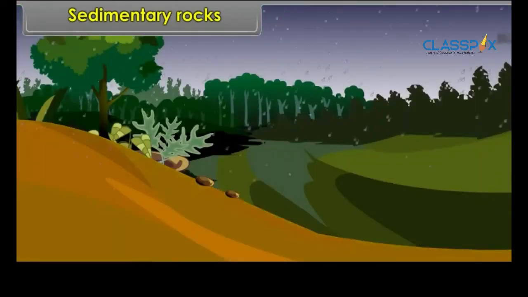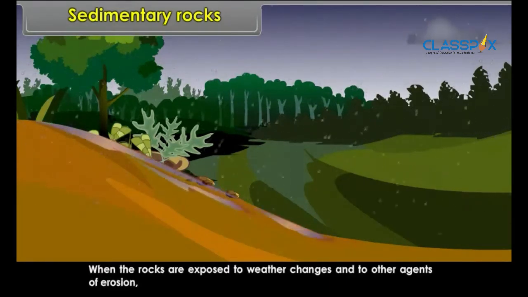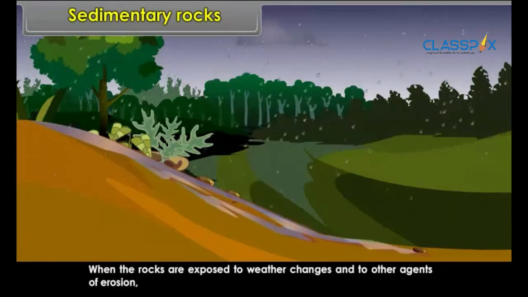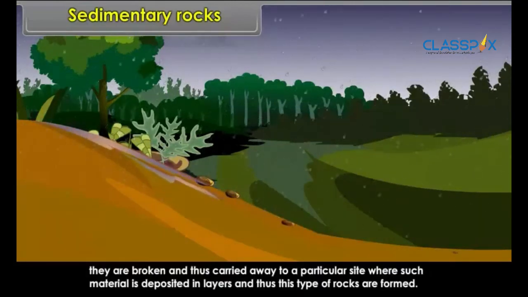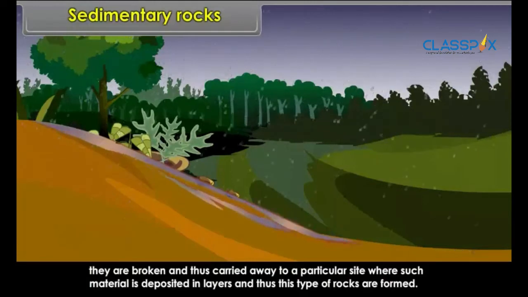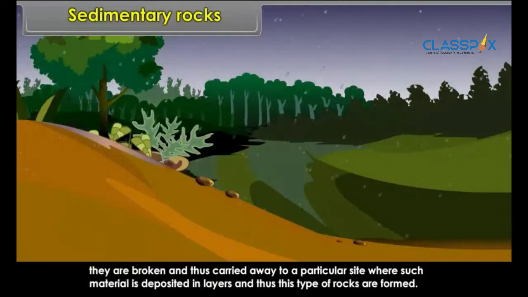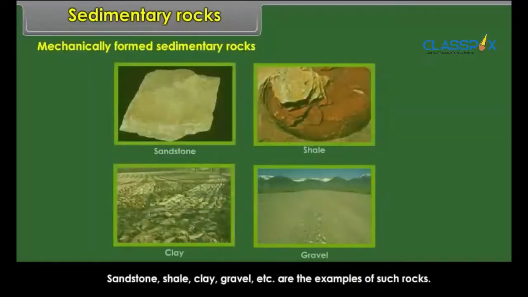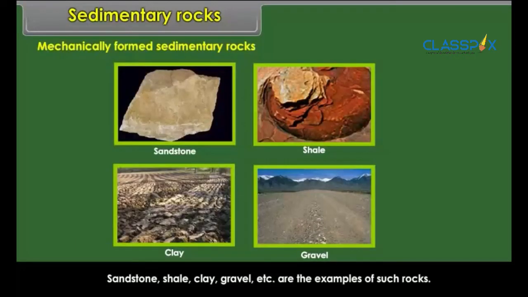Mechanically formed sedimentary rocks. When the rocks are exposed to weather changes and to other agents of erosion, they are broken and carried away to a particular site where the material is deposited in layers, and thus this type of rock is formed. Sandstone, shale, clay, gravel, etc. are examples of such rocks.